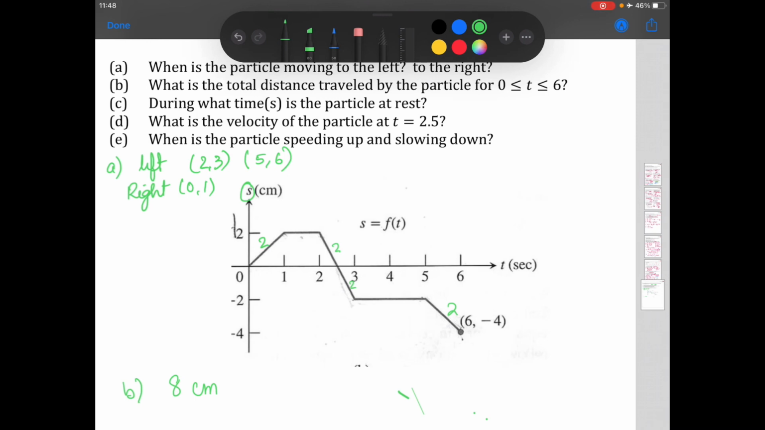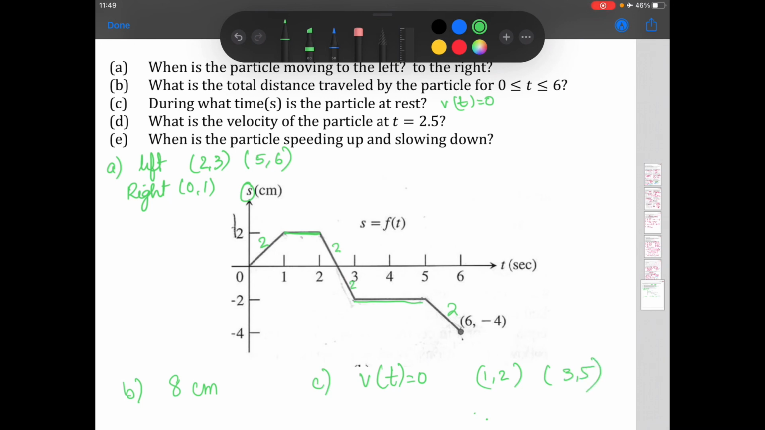Part C. During what time or times is the particle at rest? So the particle is at rest when velocity is equal to 0. So where is my velocity equal to 0? When my slope is constant. So my slope is constant where? From 1 to 2 and from 3 to 5. So part C, it's at rest when my velocity is equal to 0, so it is from 1 to 2 and from 3 to 5.